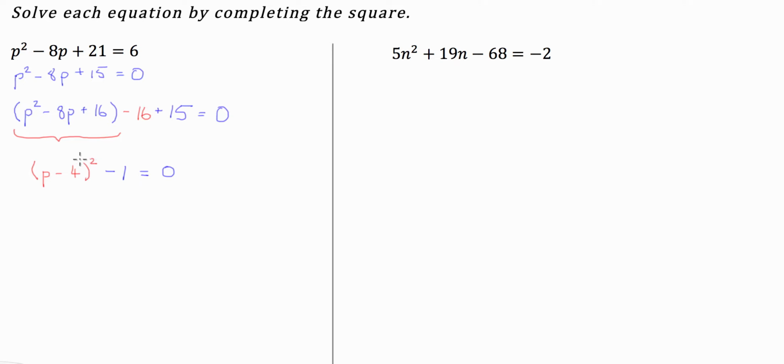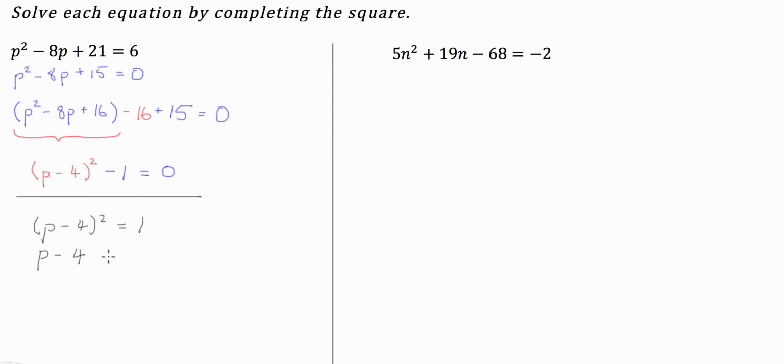Now we just have to go about solving it. So from here on is just solving. What we're going to do is take the 1 across. So we're going to add 1 to both sides. So we're going to have p minus 4 all squared is equal to 1. We're going to then take the square root of both sides, so we're going to go p minus 4.